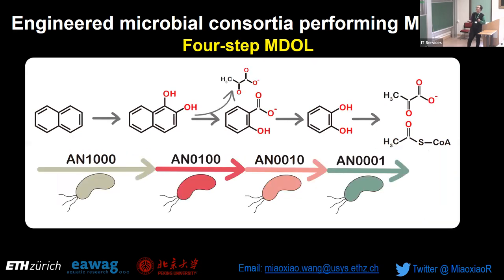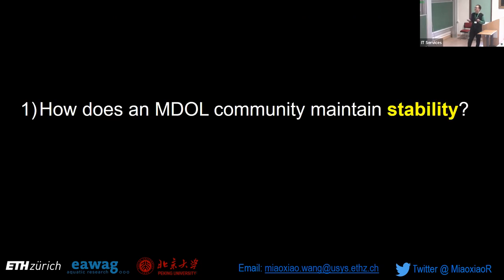I can also make this system more complicated by dividing this pathway into many steps. Here is the four-step version. So I have a system for four-step metabolic division of labor. The next step is to see if these bugs are really happy to work together, that is, to see if the community is really stable.